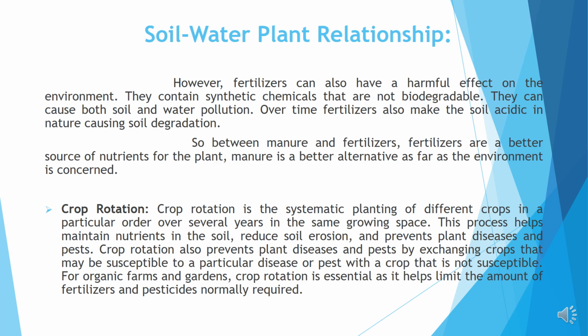Crop rotation. It is the systematic planting of different crops in a particular order over several years in the same growing space. This process helps maintain nutrients in the soil, reduce soil erosion, and prevents plant diseases and pests. Crop rotation also prevents plant diseases and pests by exchanging crops that may be susceptible to a particular disease or pest with a crop that is not susceptible.